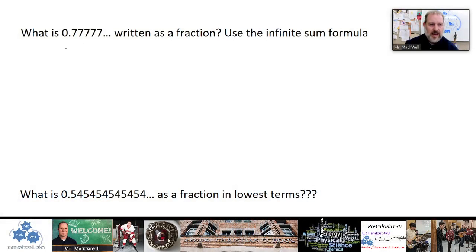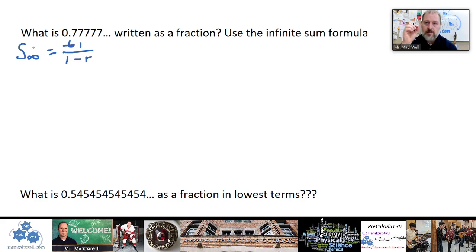All right, so if we have a repeating decimal and you're asked to write this as a fraction, what you do is you use that infinite sum formula. So what is that infinite sum formula? Well, it's the sum of an infinite number of terms equals t1 over 1 minus r. And we can find a sum if the series is convergent.